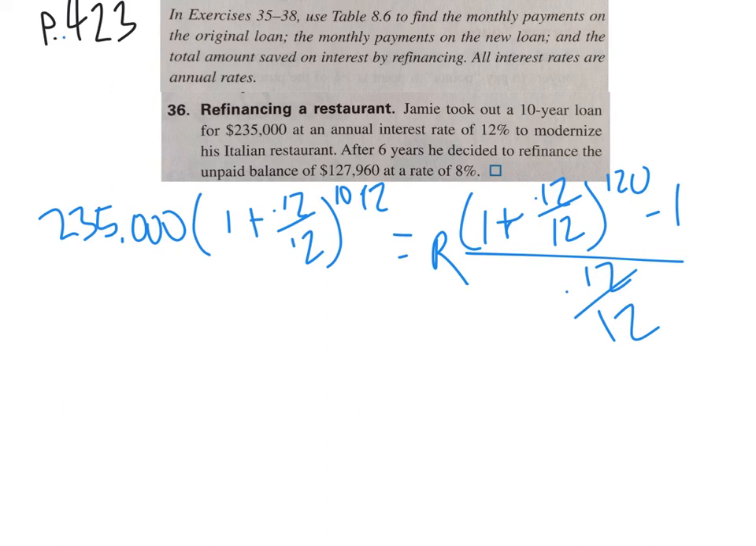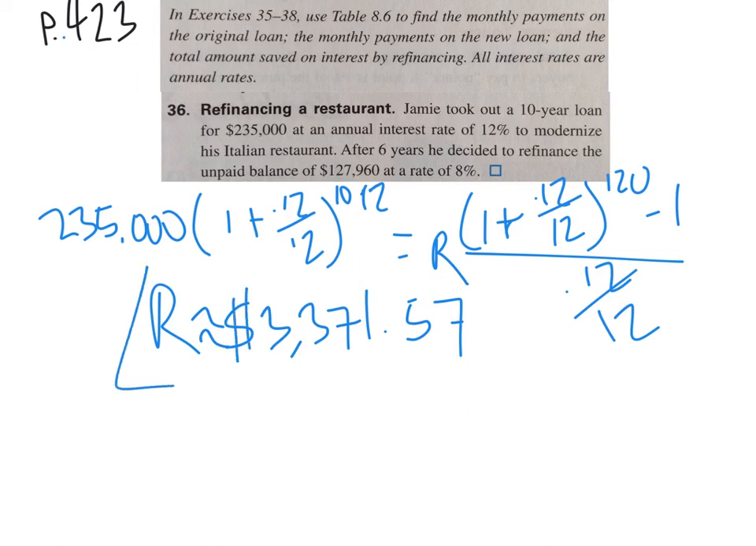Make sure all your pieces are plugged in correctly, you got the right formula, and then jump to the TVM solver. So if you solve this in the TVM solver, you should get 3,371.57. This is the original monthly payment on his loan and part of the answer here.